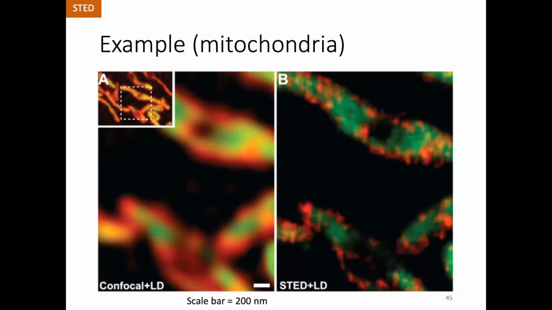But you can get some very beautiful pictures. So here we have confocal microscopy images. This scale bar is 200 nanometers, and you see that with STED, you have a much higher resolving power as compared to the normal confocal microscope.